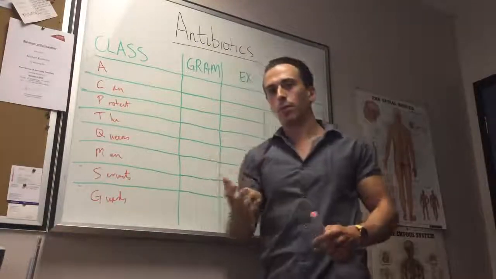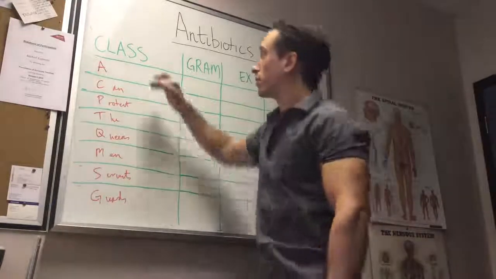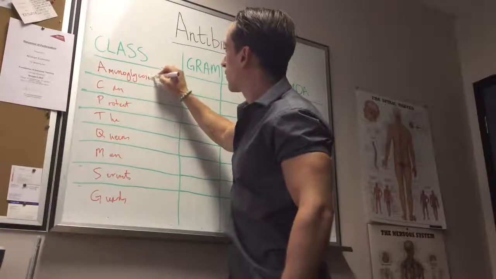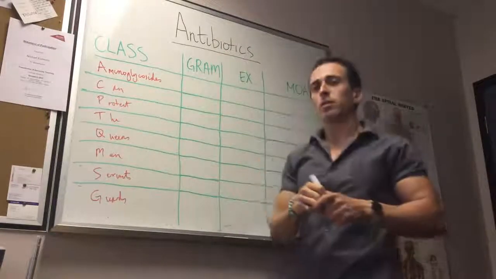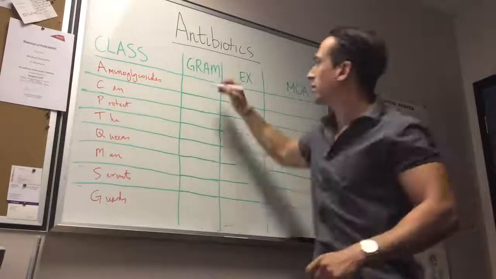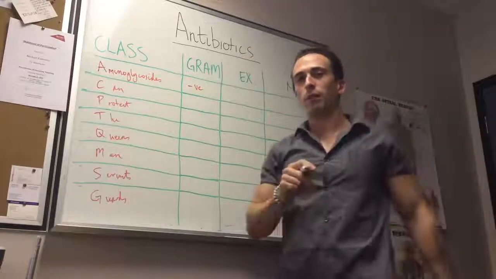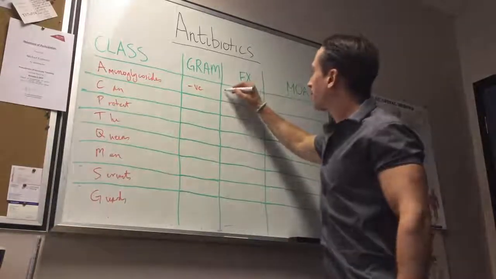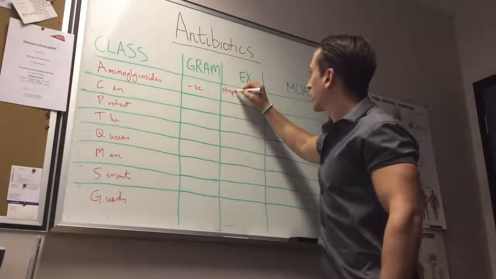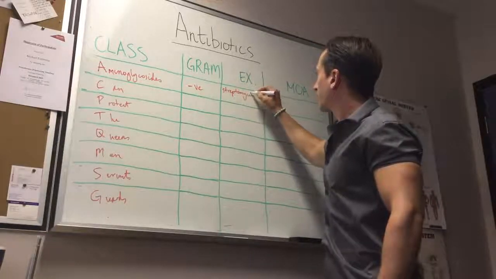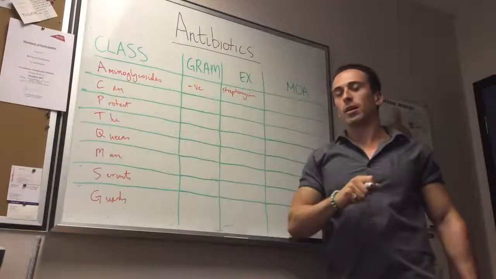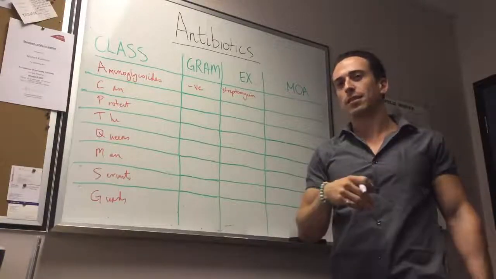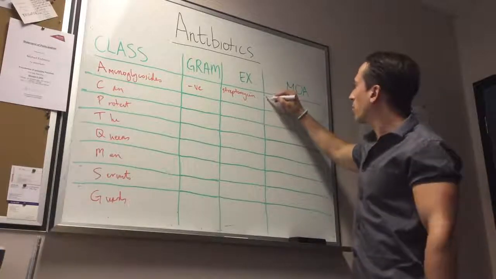So the first class of antibiotics that we're going to look at is the aminoglycosides. Now, the aminoglycosides tend to predominantly affect gram-negative bacteria, and an example of this type of antibiotic is streptomycin. Now, the way that these aminoglycosides function, particularly streptomycin, is that they inhibit protein synthesis. So the mechanism of action here, I'm going to write protein synthesis.